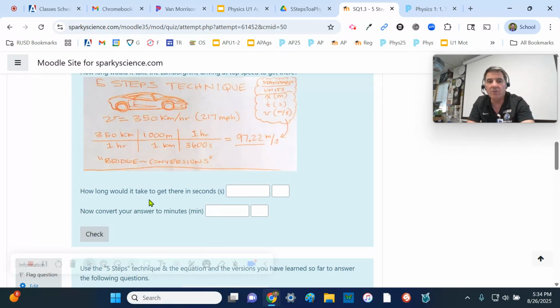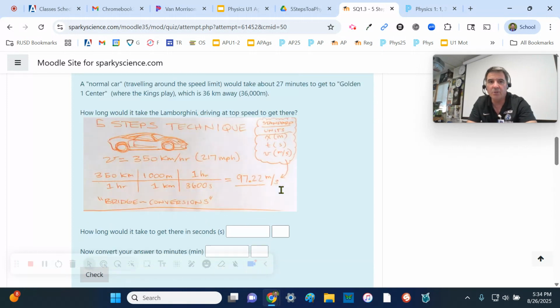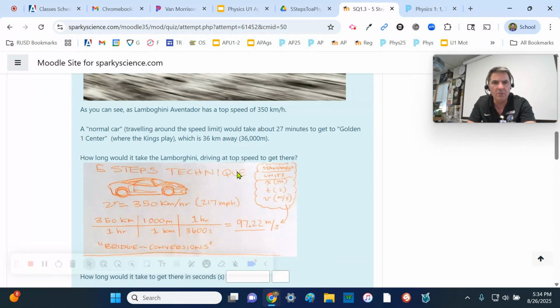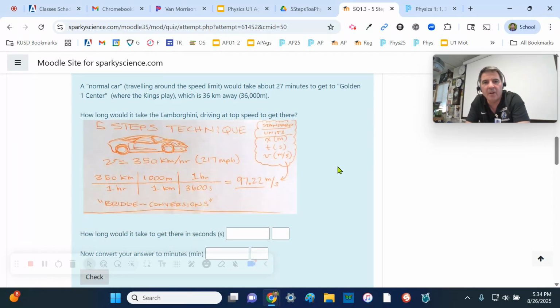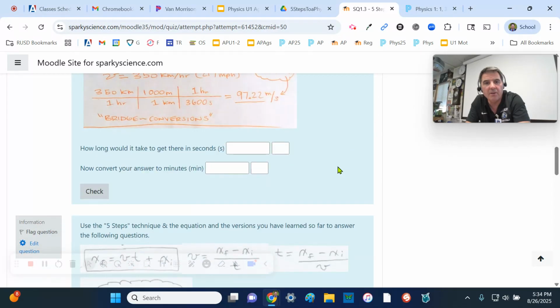And now it asks, how long would it take to get there in seconds to Arco Arena? Or what's it called now, Golden One Center, where they light the beam. So how long would it take to get there in a Lamborghini if you had nothing in between? That's an awesome question. And then convert it to minutes.